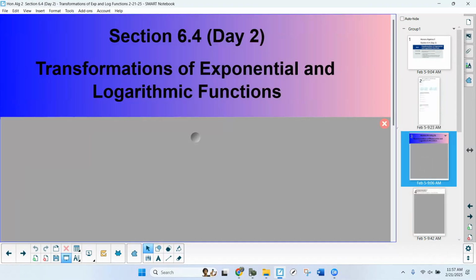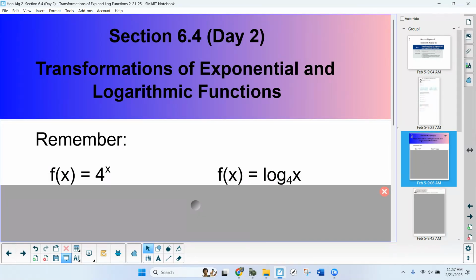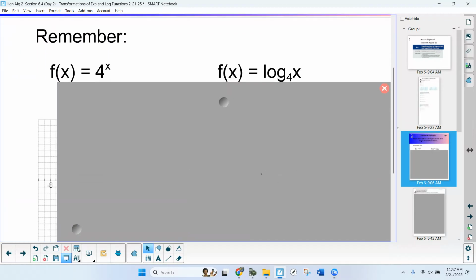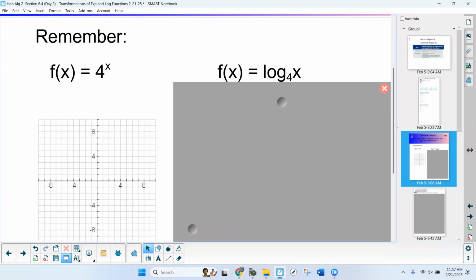All right. So once again, let's take a look at our notes for today. These are the exact same notes we started off with yesterday. I'm trying to drill this into your head. What are some of the key things you can tell me about f of x equals 4 to the x? It's an exponential growth. It has an asymptote at the x-axis, y equals 0. It has a y-intercept at 1. And since it's a growth, it goes up and to the right. Correct.